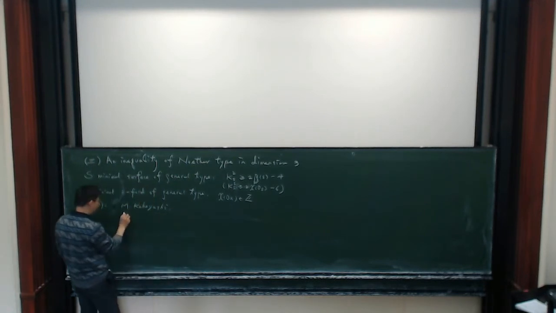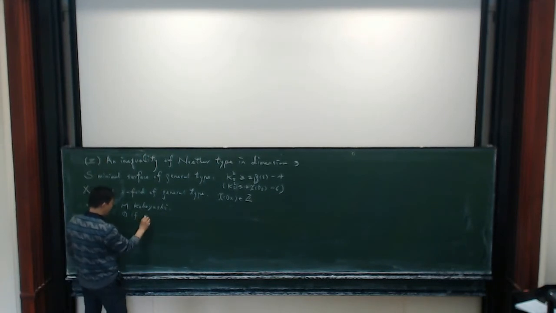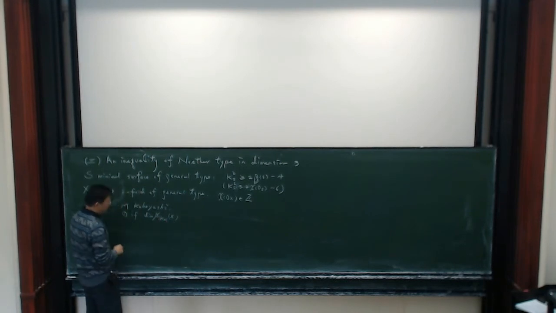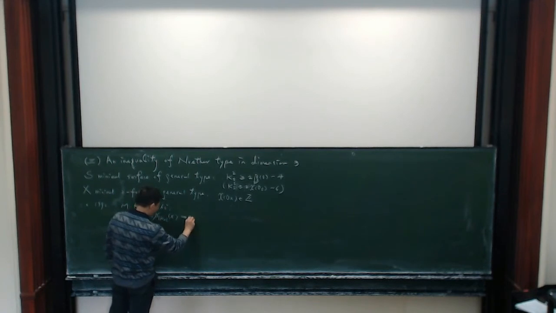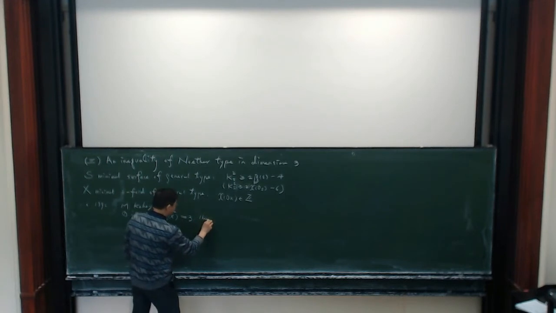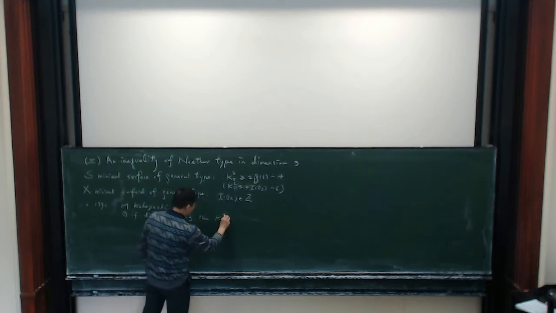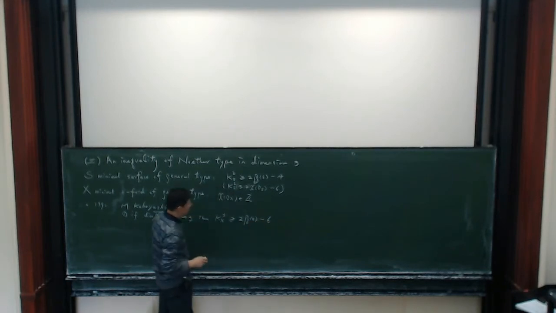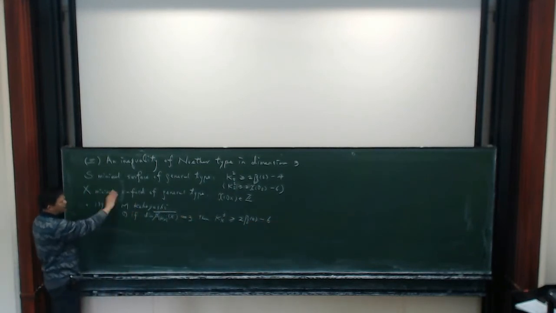He proved two results. The first result is that if the canonical map is generically finite, I should put a closure here, then K_X cubed is greater than or equal to p_g of X minus 6. So this is for an arbitrary minimal threefold.